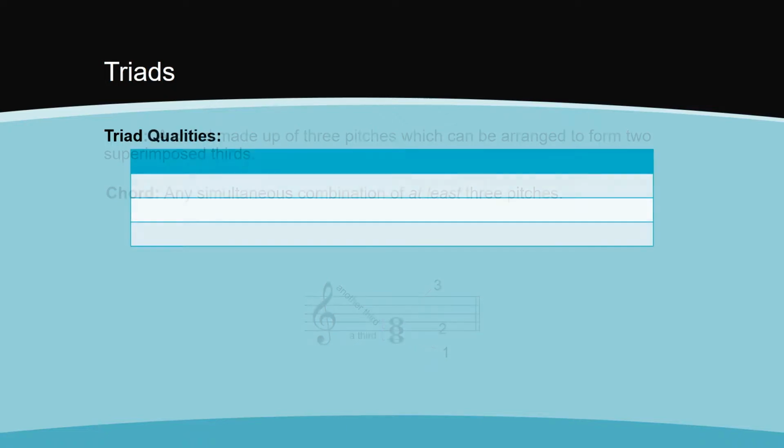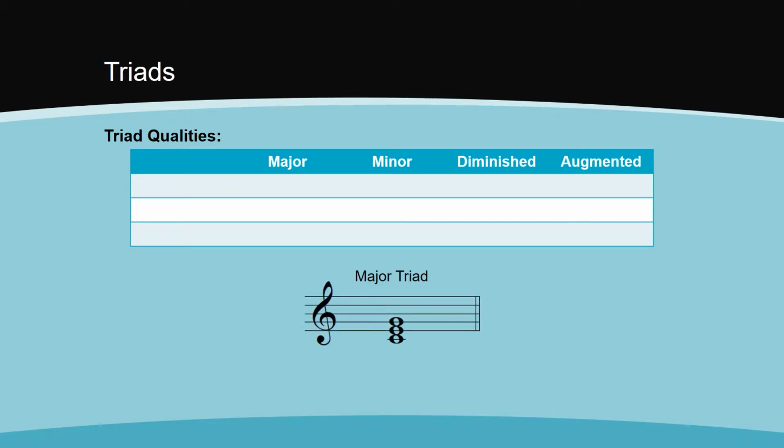Just like intervals, triads can have a quality. That quality can be major, minor, diminished, or augmented. Let's start by looking at a major triad. A major triad is made up of 2 thirds stacked on top of each other. The bottom third is major. The top third is minor.